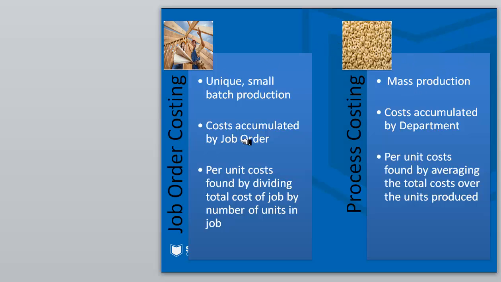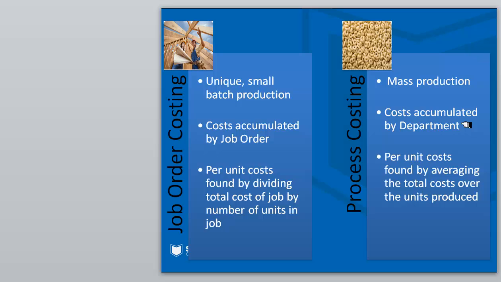In the job order costing environment in Chapter 5, we accumulated cost by job order. So maybe we had 3 or 4 separate jobs going on at a time. We tracked the cost of those jobs separately. In process costing, we actually accumulate our cost by department. So as a product goes through processing stages, we will track the cost in the departments as they go along and kind of transfer them in and out as that product moves down the line.